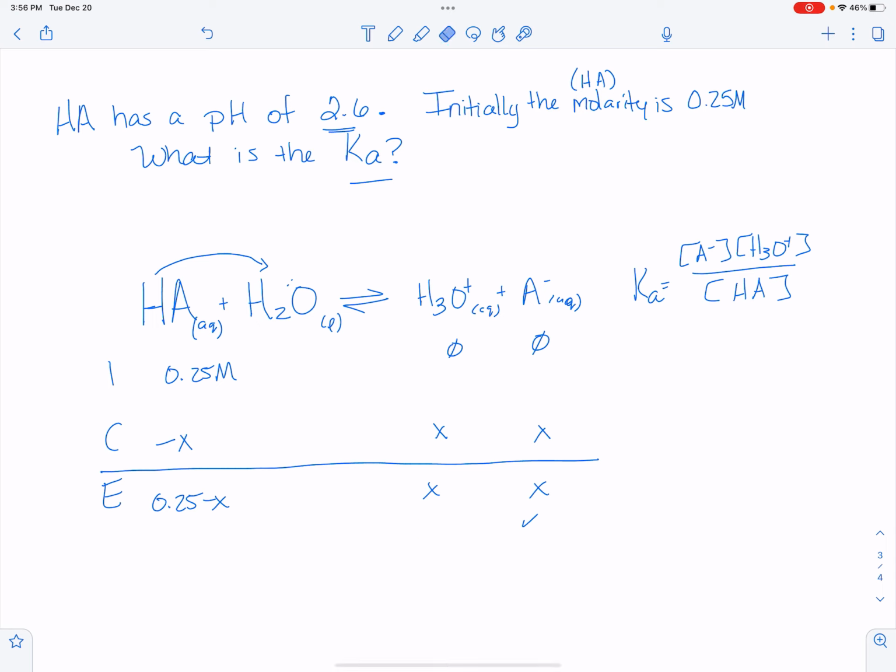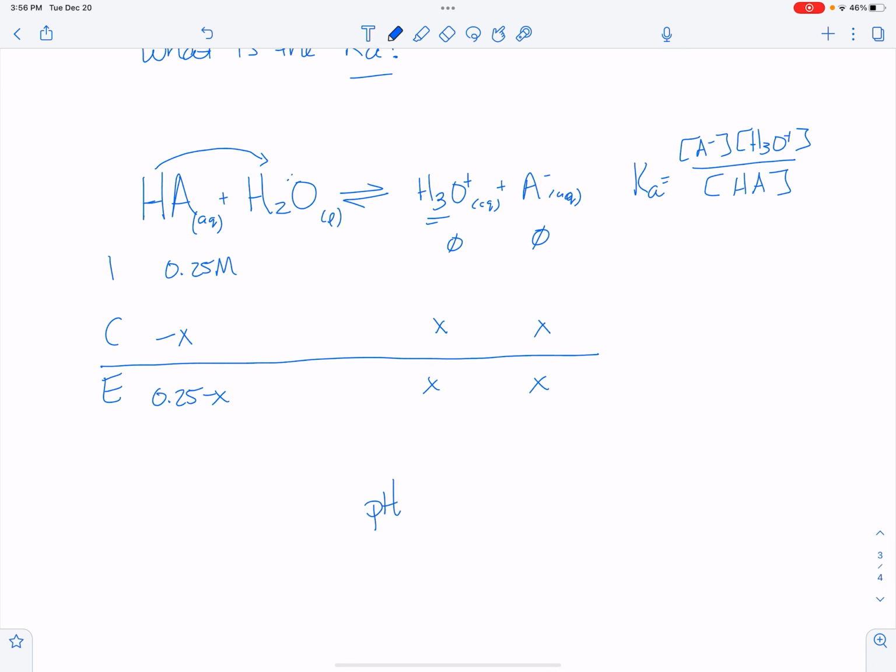So before I put anything in my K expression, I need to know what it is, and that's where pH comes into play. pH is like a weird, tricky way of saying H plus concentration or H3O plus concentration, because remember, pH is equal to the negative log of H3O plus, right? Well, if I want to know what H3O plus is, the other formula is 10 to the negative pH is equal to H3O plus. So I don't need this equation, I need this one. But those are not new. You did them last time before the test. So we're just going to use this to figure out x.